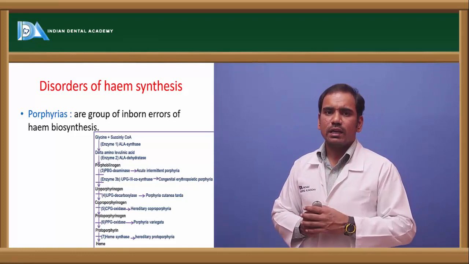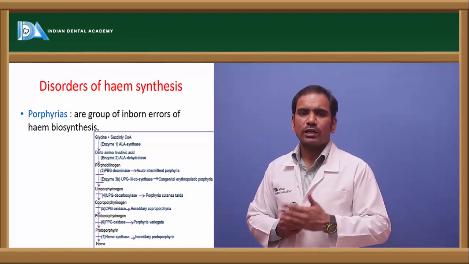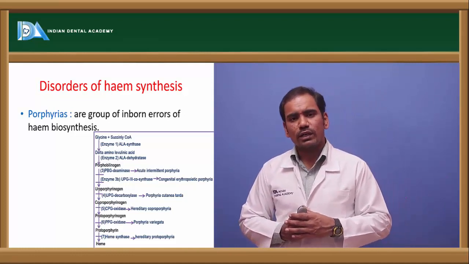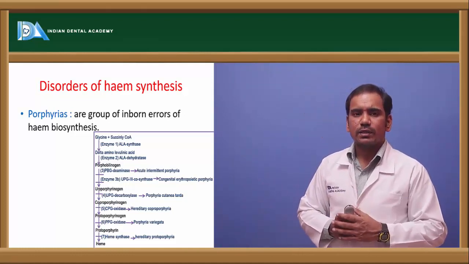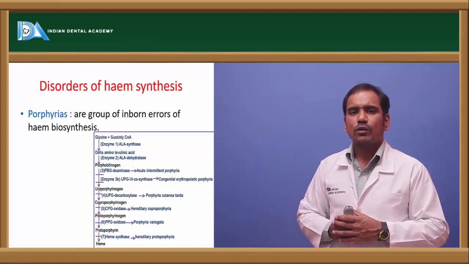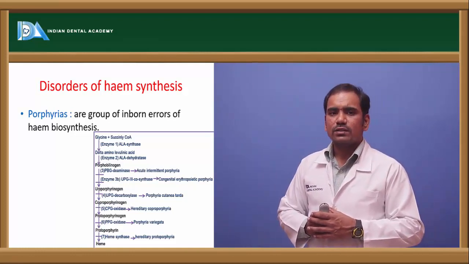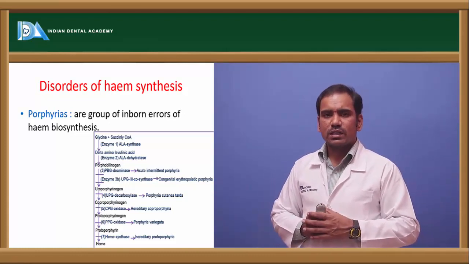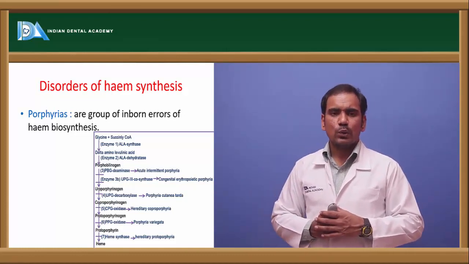If the defect is in the hepatocytes, we call it hepatic porphyria. If the defect is in erythrocytes, we call it erythropoietic porphyria. Here the defect is present in the erythropoietic cells, so it is called erythropoietic porphyria, and that is congenital erythropoietic porphyria. We know the enzyme deficiency is uroporphyrinogen 3 co-synthase.